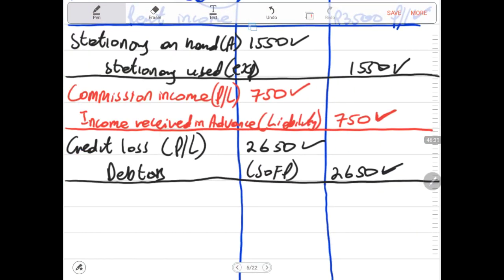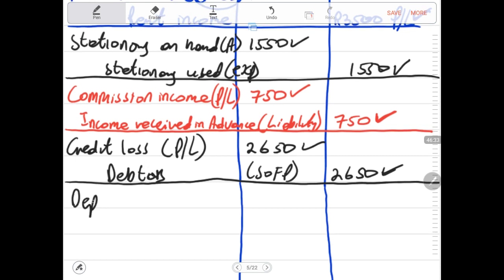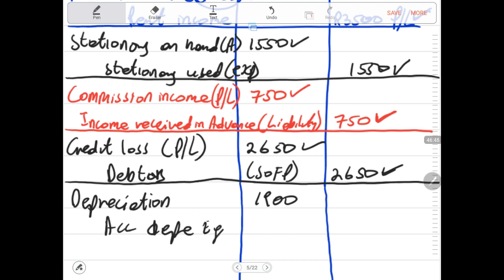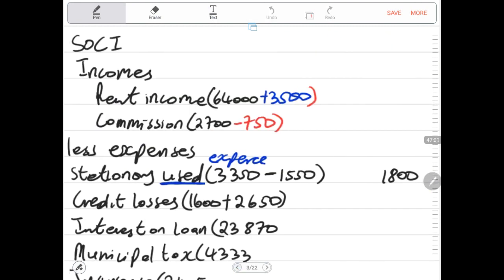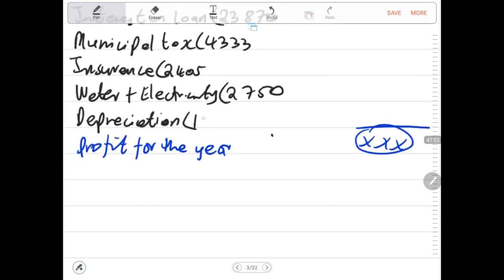So now what do we do? We debit our depreciation by 1,900, credit accumulated depreciation on equipment, how much? 1,900 rands. The entry on the debit side, which statement does it go to? It goes to the statement of profit or loss. Why? Because depreciation is an expense. So this will be recorded under expenses. And I do have an expense of depreciation, 1,900.